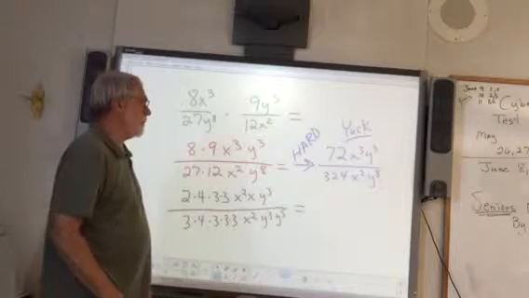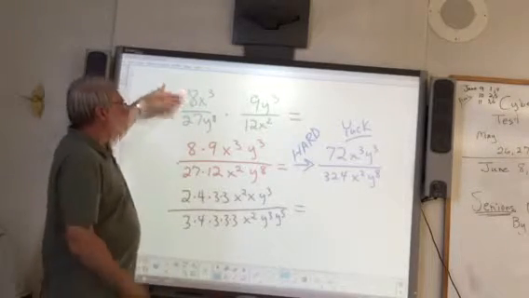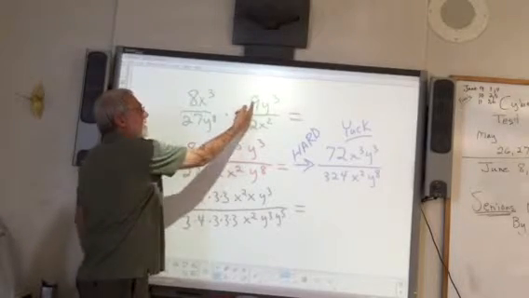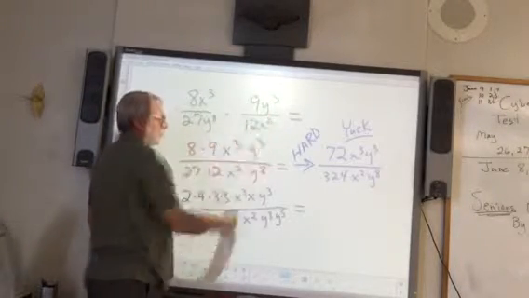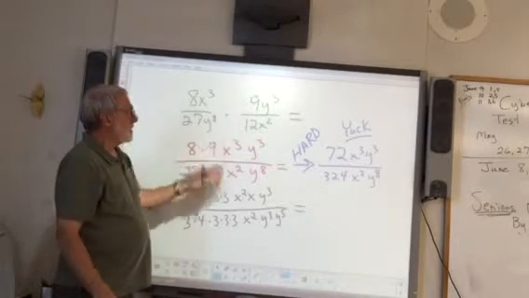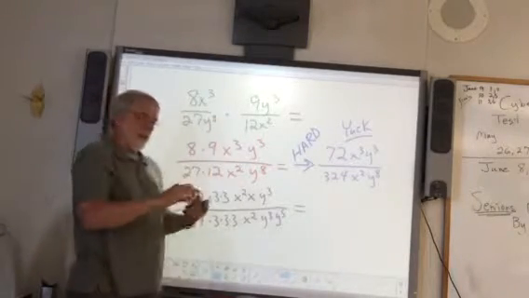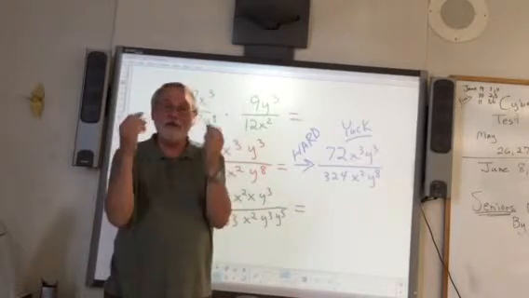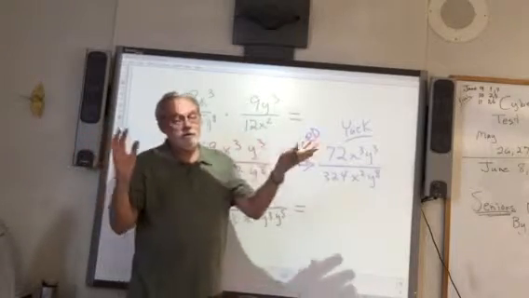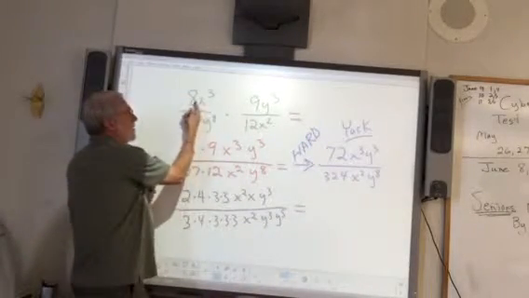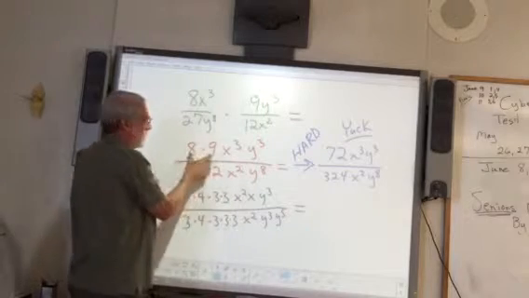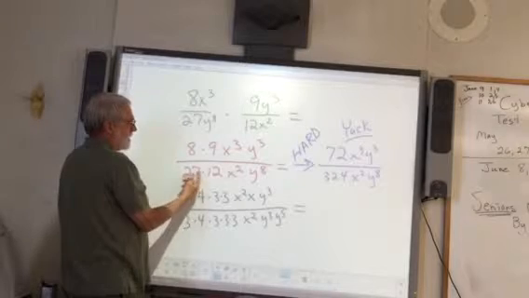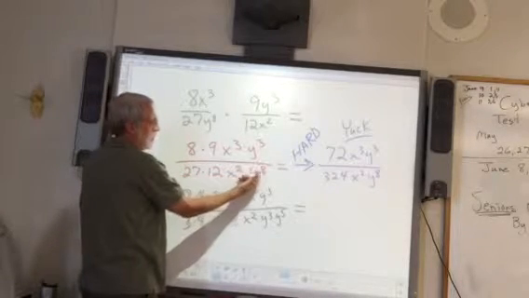So here's another example from this chapter. The original problem is 8x cubed over 27y to the 8th times 9y cubed over 12x squared. First of all, I can rearrange it because of the commutative property of multiplication. The order that you multiply doesn't matter. 2 times 3, 3 times 2, same thing. So I took the 8 and the 9 and put them together, and then the x cubed and y cubed. Down below, I got the 27 times the 12 and x squared y to the 8.